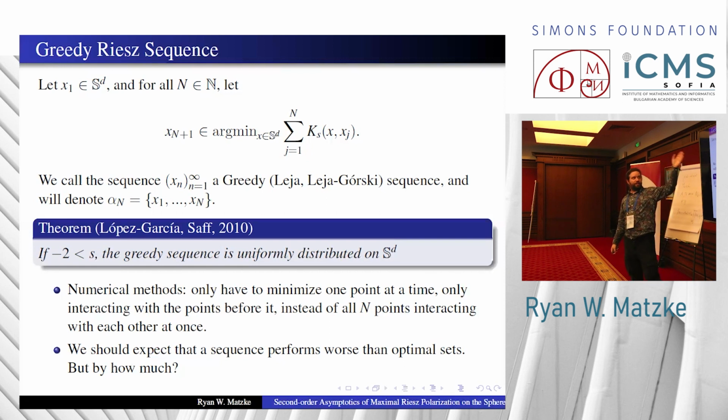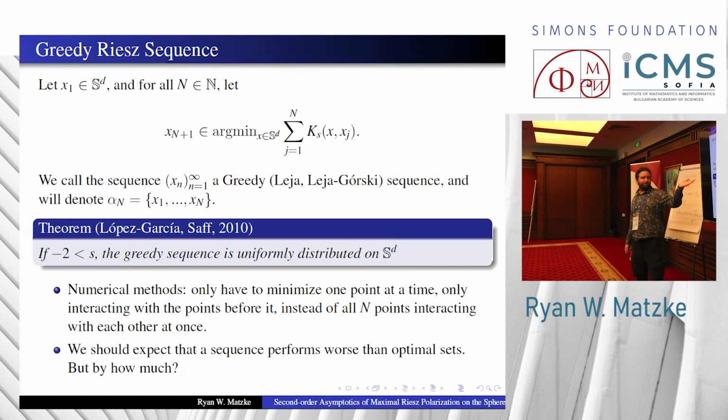So we studied greedy sequences for Riesz energy. So just fix some arbitrary initial point, and then for every point after that, you just place it by finding a point that minimizes the potential of the first n points. And that's just something that satisfies the polarization of those n points.